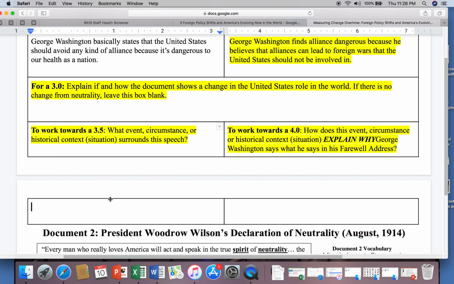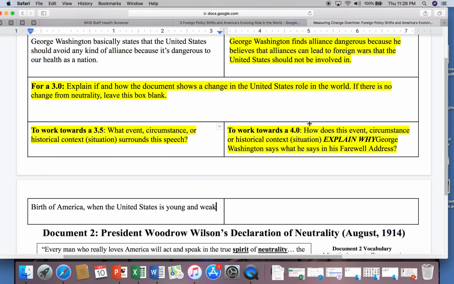The context is sort of the birth of America, or when the United States is young and weak. That's sort of the context or the situation that surrounds this speech because of when it was given. All the other speeches come from specific events or major events in history that most people would know if you're reading between the lines or looking at when the speech was given.